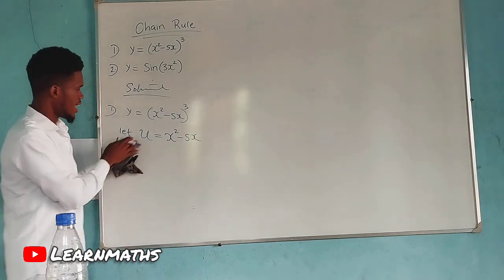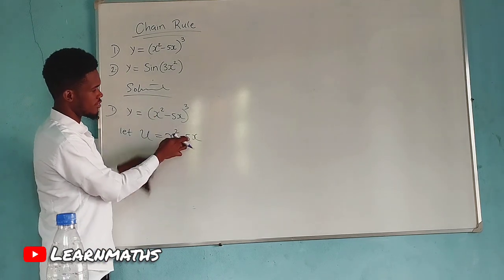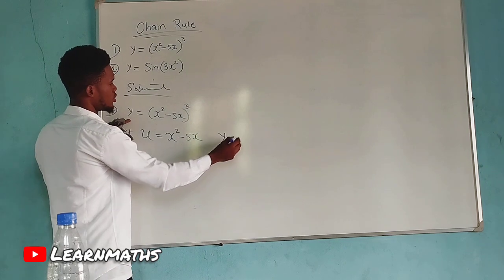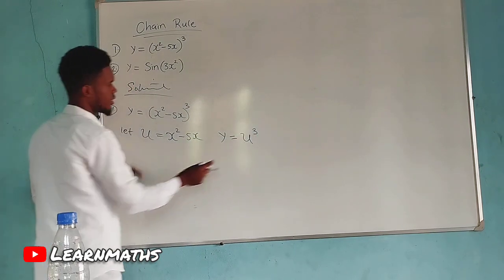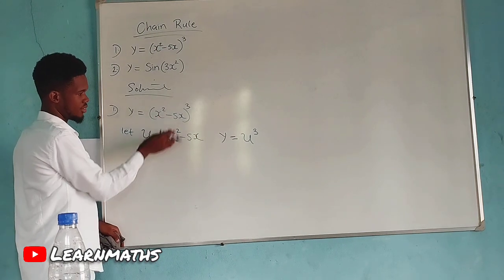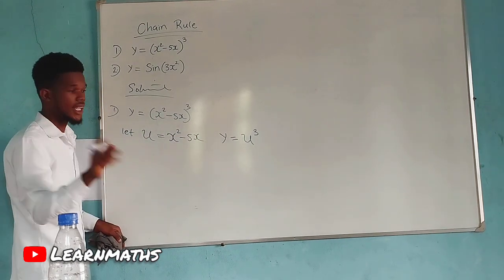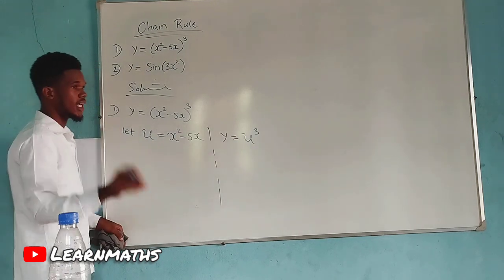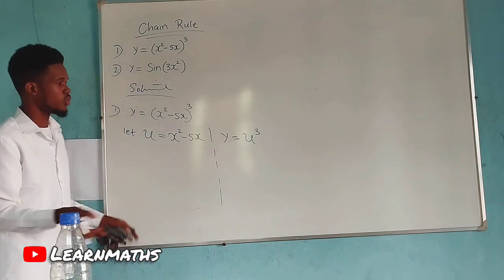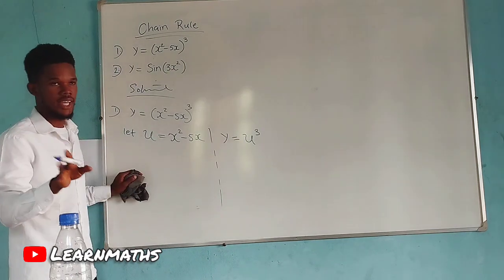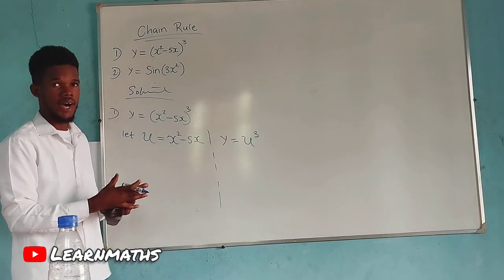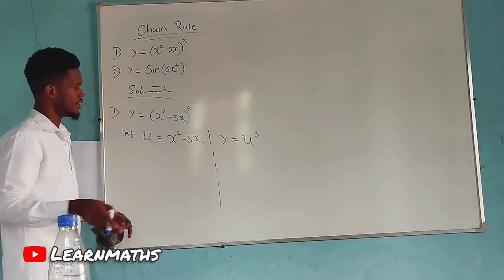Do you understand? If u is equal to x squared minus 5x, that means that y is going to be equal to u raised to the power of 3, right? Since we say let u be equal to the inside function x squared minus 5x, automatically y is going to be u cubed. So we're going to differentiate these two functions we have created by just assuming u to be this, and then multiply our answers together to find the final dy dx.